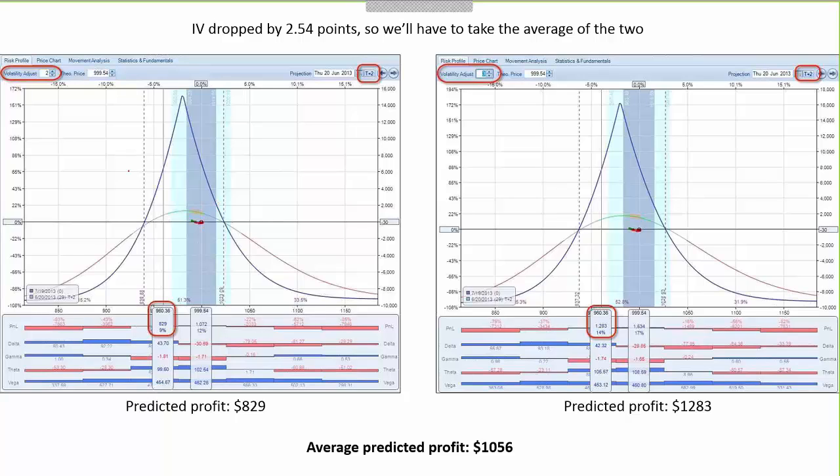So on the left-hand side, we've got a profit simulation of 829, which would basically be this point right there. And then this point over here on the right-hand side gives us a simulated profit of 1283. We average these two out, and we get a simulated projected profit of about $1,000. So let's look at what happens in reality.